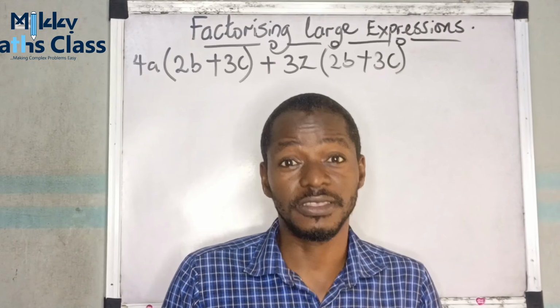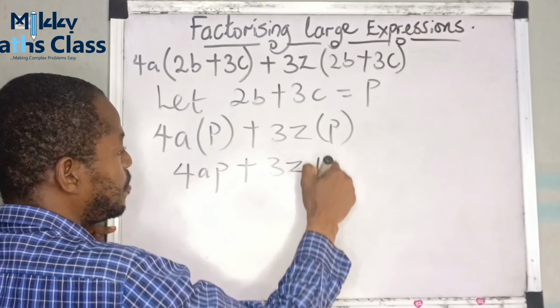a letter. You say let 2b plus 3c be equal to p. So anywhere we see 2b plus 3c, we put p. So this becomes 4a into bracket p plus 3z into bracket p. So this is 4ap plus 3zp.